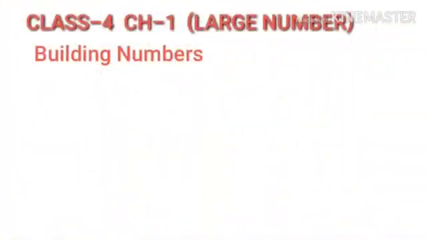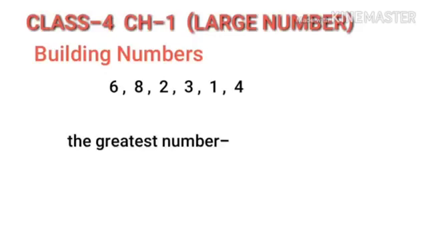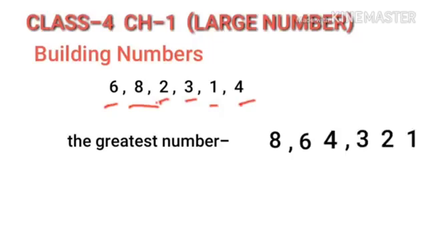Now, for the formation of number, let's take an example of a 6-digit number. The number is 682314. First of all, we will form the greatest number. That is formed by arranging the number in a descending order. So, the number after arranging the digits in the descending order will be like 8, 6, 4, 3, 2, 1. So, the greatest number formed is 8,64,321.